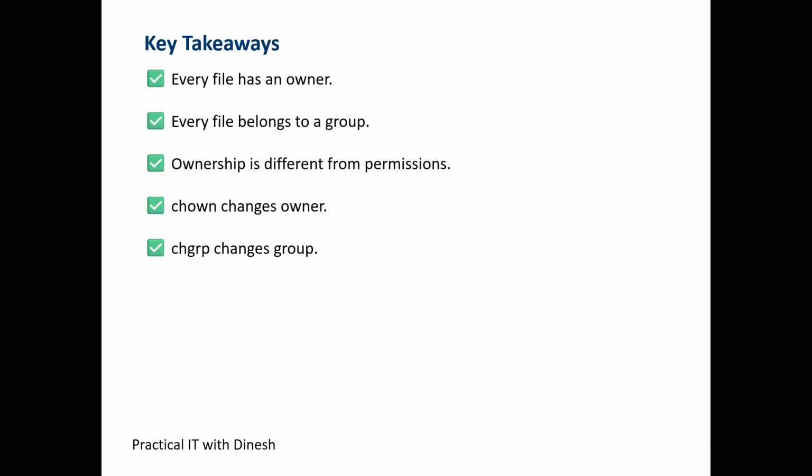Let's quickly recap today's lesson. Every file has an owner and a group. Ownership is different from permissions. chown changes the owner. chgrp changes the group. chown owner:group changes both. Hyphen capital R changes the ownership recursively.